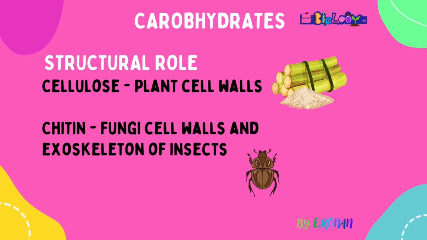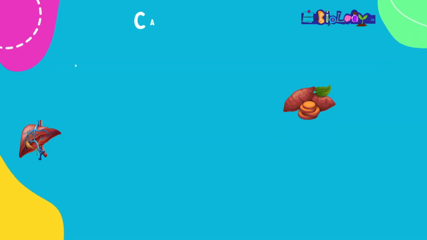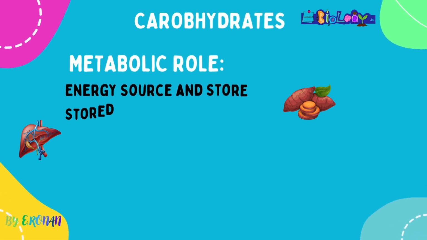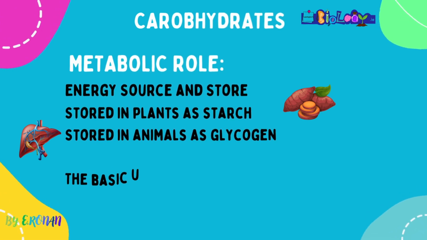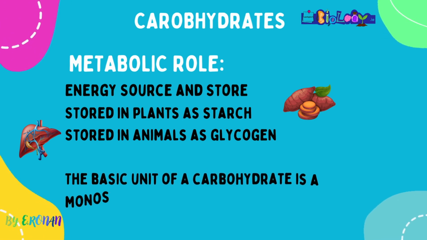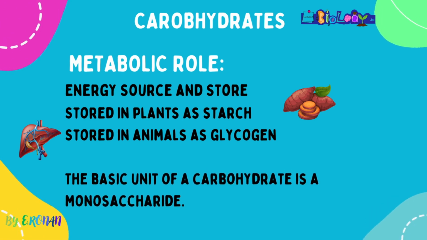Remember, structural role means the role in physically making up the structure of something. However, metabolic role involves the role of something in the metabolism of an organism. So the metabolic role of carbohydrates: they are an energy source or an energy store. They can be stored in plants as starch or stored in animals as glycogen, in particular in the liver. And a recap there that the basic unit of a carbohydrate is a monosaccharide.